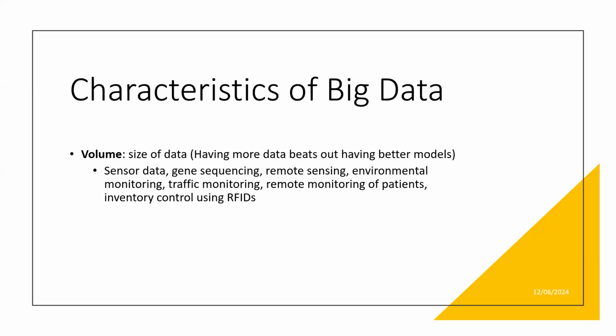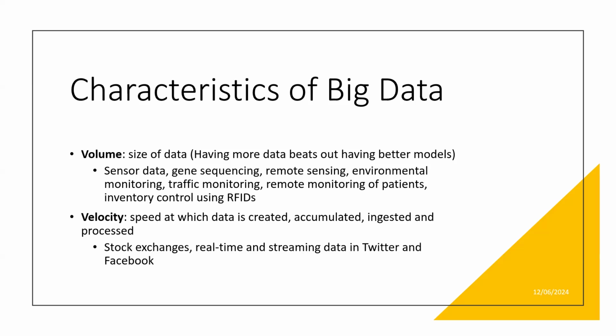If you look at sensor data, genome sequencing, remote sensing, environment monitoring, traffic monitoring, remote monitoring of patients, and inventory control with radio frequency devices, these are some of the examples where we can think of the size of the data. So of course, one characteristic that we can look for is the volume, that means the size of the data. These are called multiple V's. The most common is 3 V's, but in my case I'm talking about 4 V's, but there are many V's you can read about if you're interested.